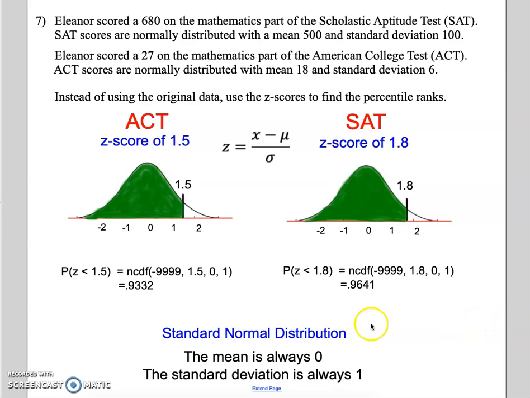So, some takeaways. If you use the standard normal distribution, the mean will always be 0, and the standard deviation will always be 1. That concludes today's lesson.